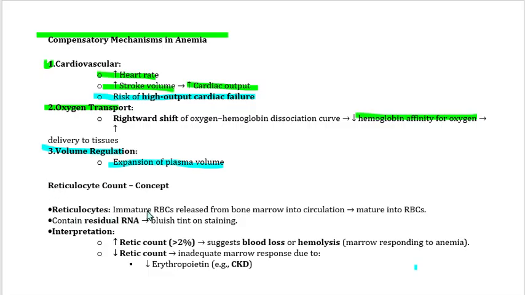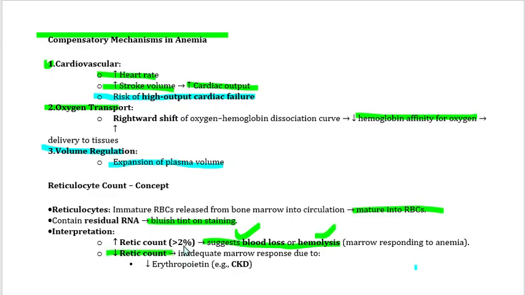Reticulocyte count. Reticulocytes are the immature RBCs released from the bone marrow into circulation, and in the circulation they are converted into the mature RBCs. They contain residual RNA, and that gives them a bluish coloration. If the retic count is increased, meaning it is greater than 2%, it suggests blood loss or hemolysis. There are only two causes where retic count is increased. It is either blood loss or hemolysis.